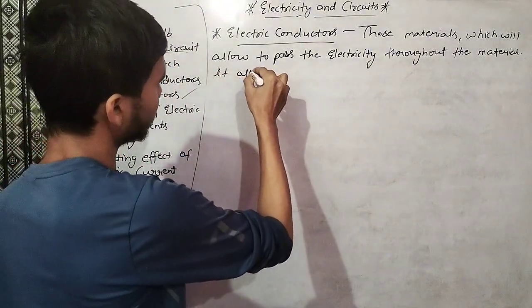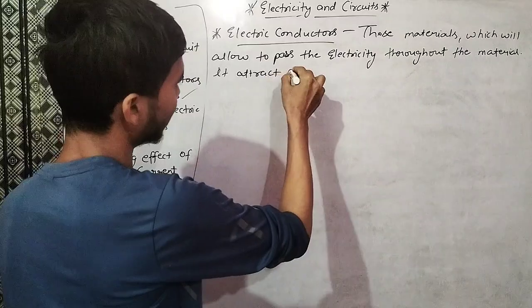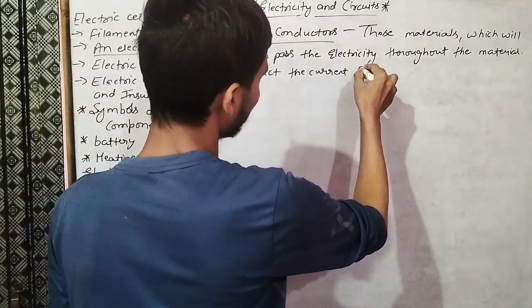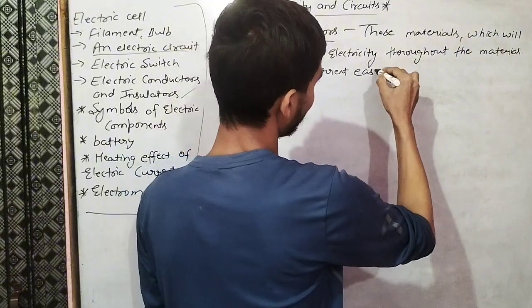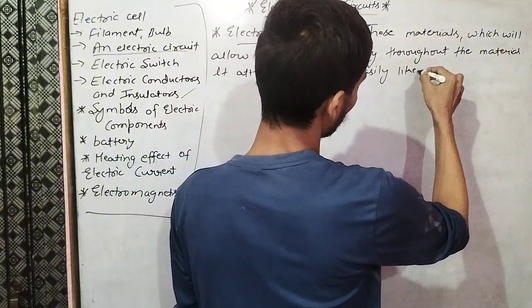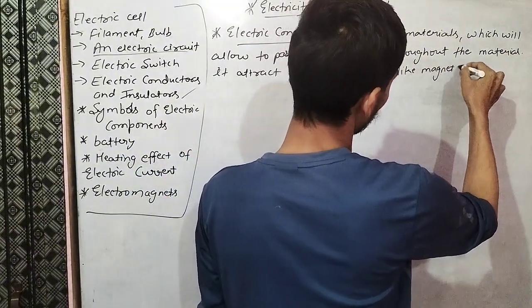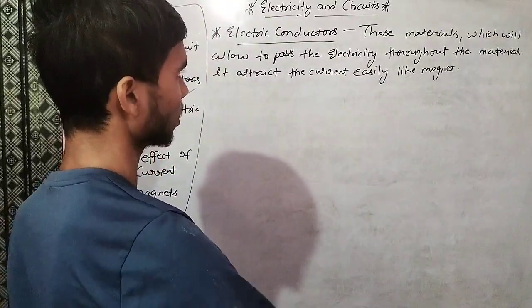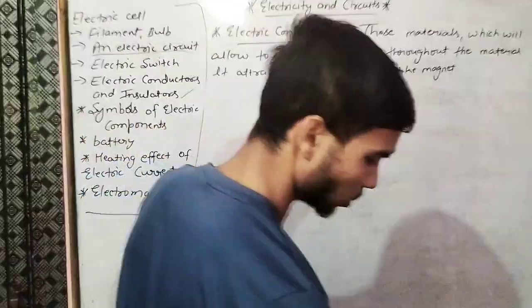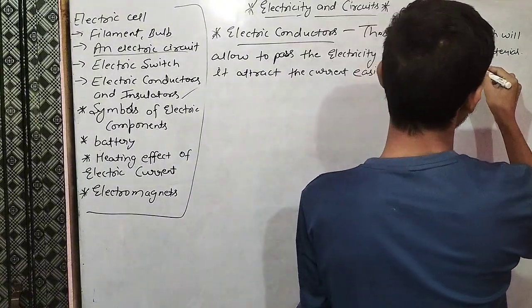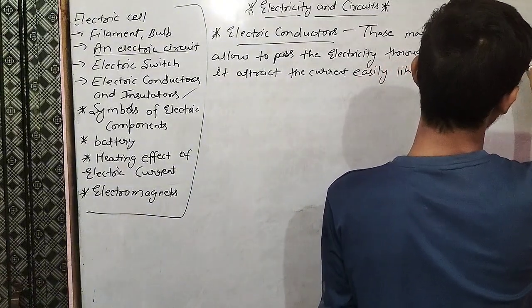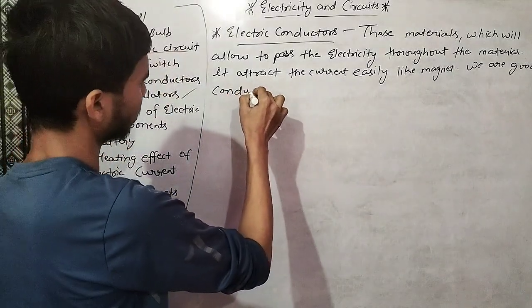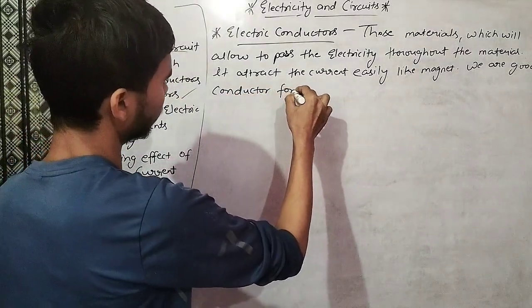It attracts the current easily, like a magnet. Okay, clear? It is enough to define it. We are good conductors. We are good conductors. Okay.